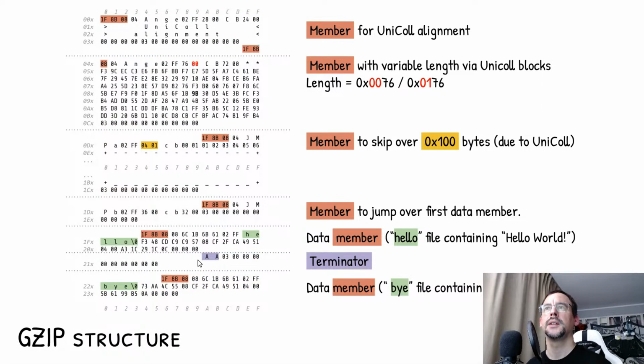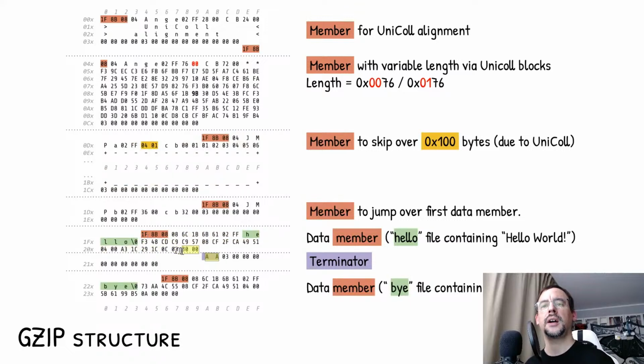And from a GZip structure, we have one member for Unicoll alignment, one member that will have a variable length because it's the one with the collision block, with the Unicoll collision block. And then the other members to land from the collision blocks. Then the first content of the file, this one just says hello. And then there is a terminator, which I wrote, as I mentioned before.